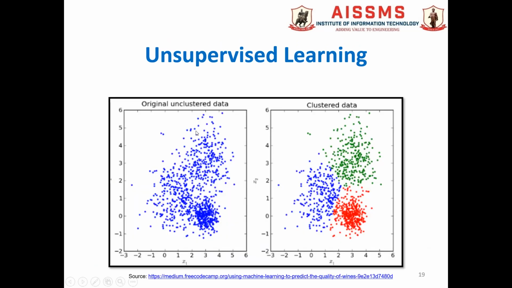Here we can observe that this is the original unclustered data. During the training process, what is done? The data points having similar characteristics will be grouped together. So here, based on the characteristics of data points, 3 groups are formed, 3 clusters are formed. This is how clustering is done in unsupervised learning.